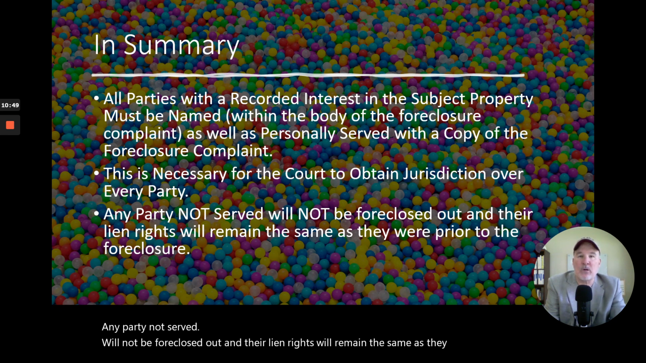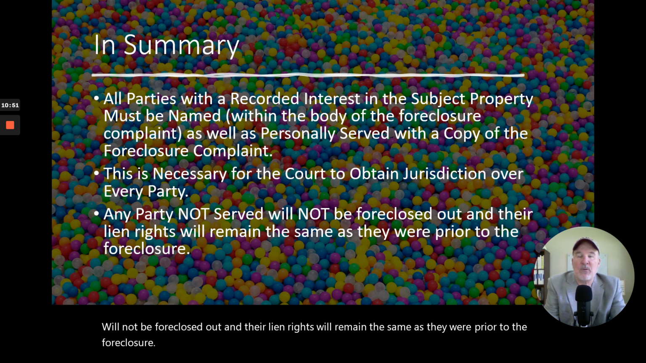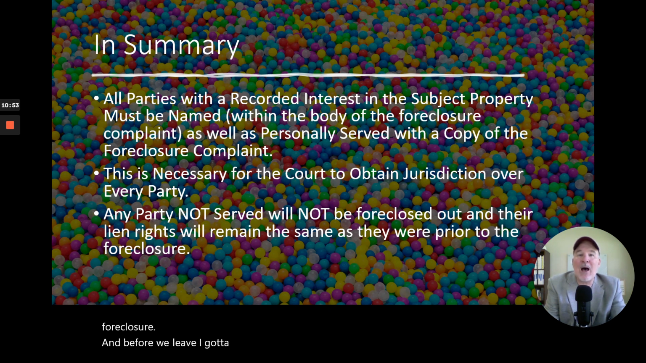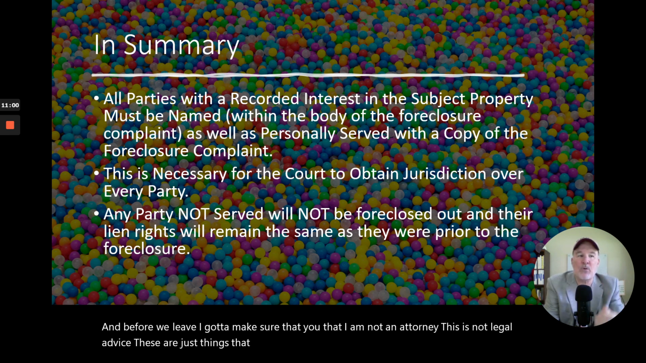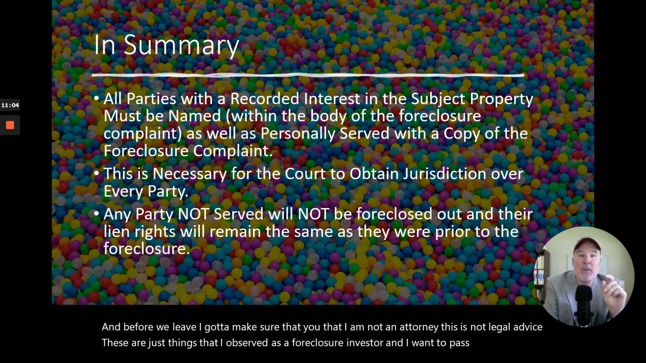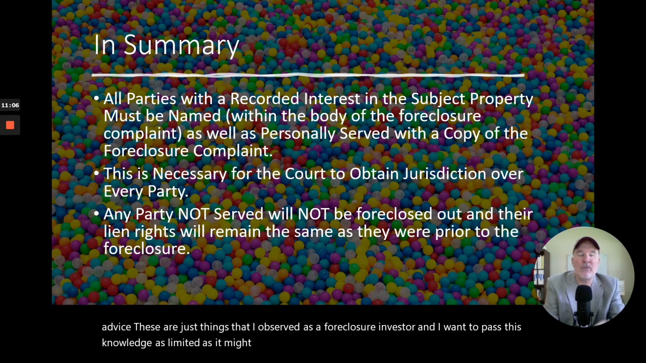And before we leave, I got to make sure that you know that I am not an attorney. This is not legal advice. These are just things that I observed as a foreclosure investor. And I want to pass this knowledge, as limited as it might be, on to all my fellow investors.